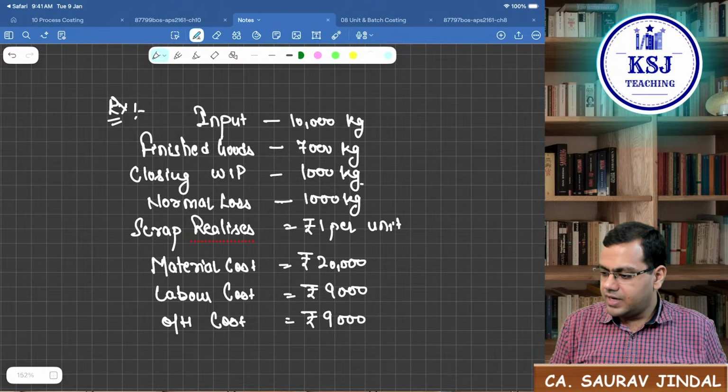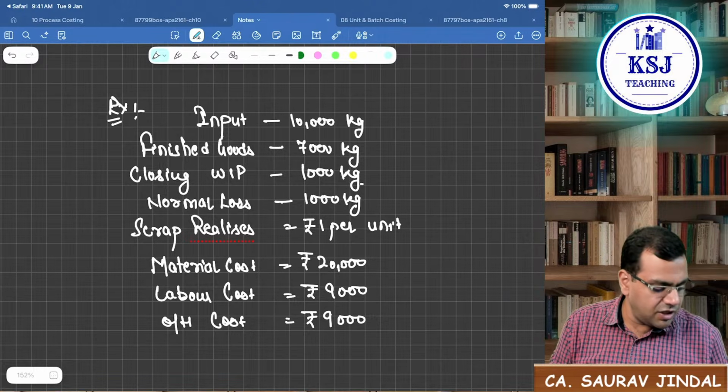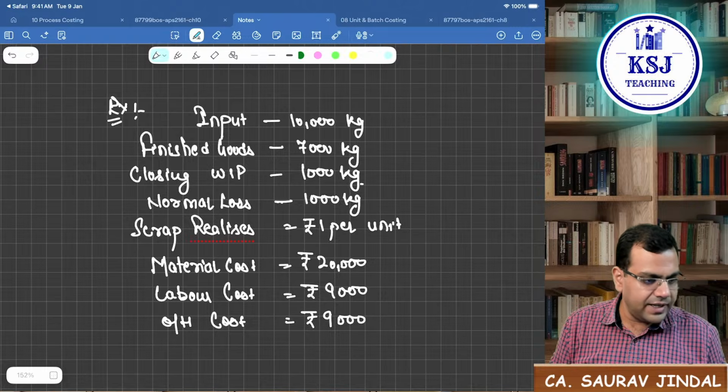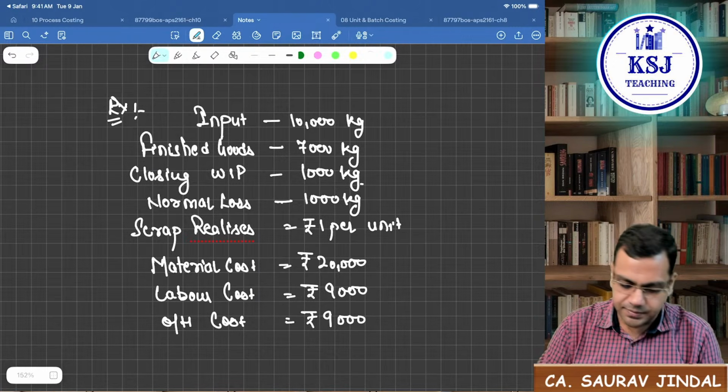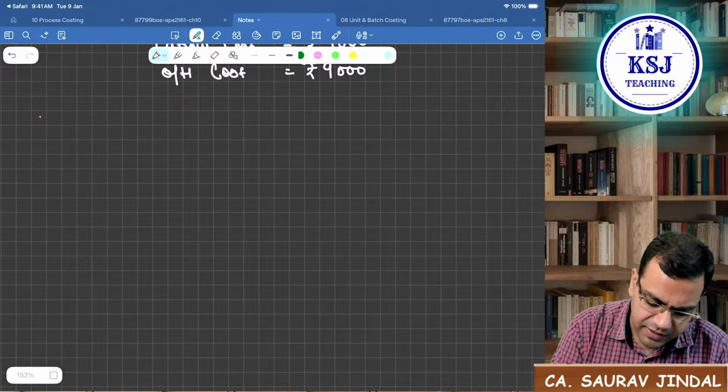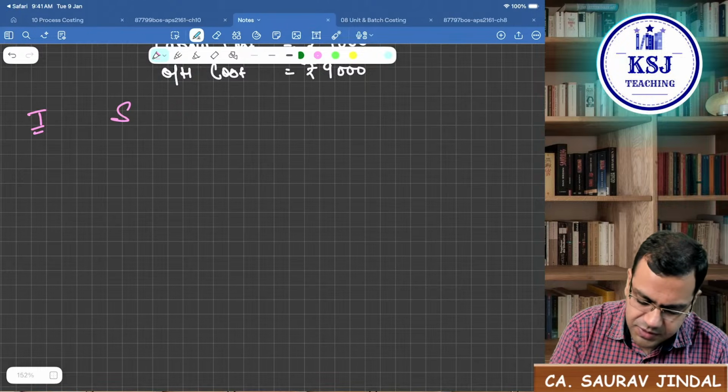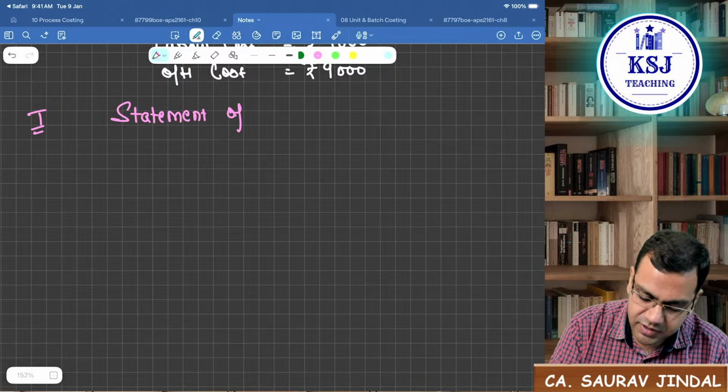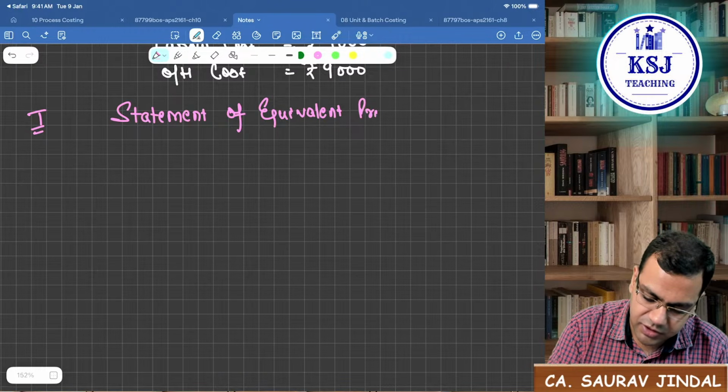Okay. Now let's try to solve this. So we'll see how to prepare a statement of equivalent production. With just one example, I'll take all the adjustments in this only. Let's first prepare. The first step will always be the preparation of statement of equivalent production.